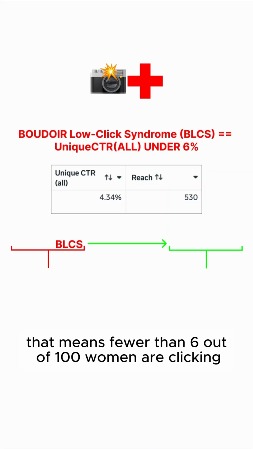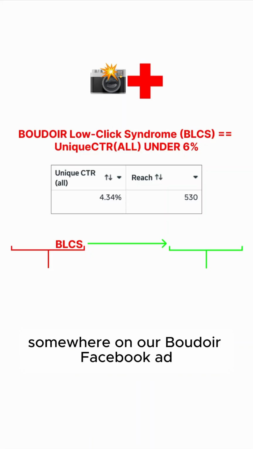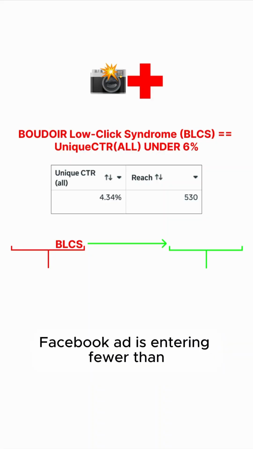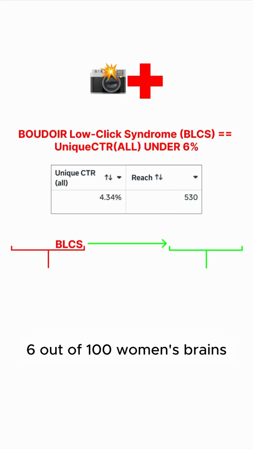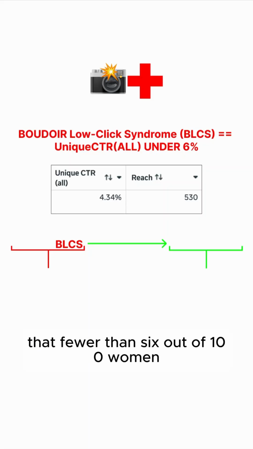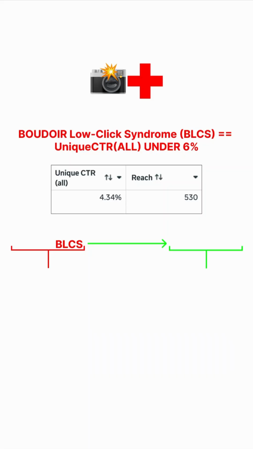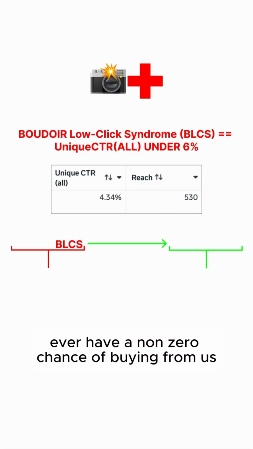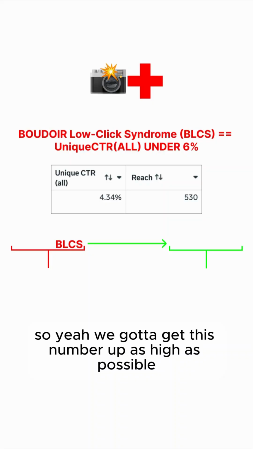So that means fewer than 6 out of 100 women are clicking somewhere on our boudoir Facebook ad, which means our boudoir Facebook ad is entering fewer than 6 out of 100 women's brains, which means most importantly that fewer than 6 out of 100 women ever have a non-zero chance of buying from us. So yeah, we gotta get this number up as high as possible.